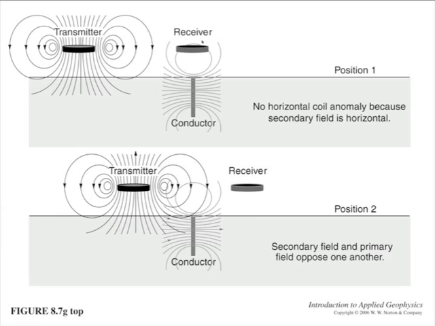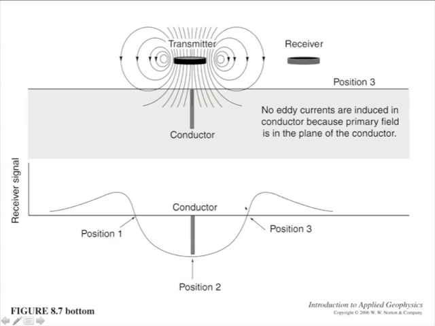All right, so then we move on, and the conductor is in between the transmitter and the receiver. In this case, the secondary magnetic field is resisting the changes in the primary field. So they're going to oppose each other, and our receiver is going to see a total magnetic field that is less than it was if the conductor was not there.